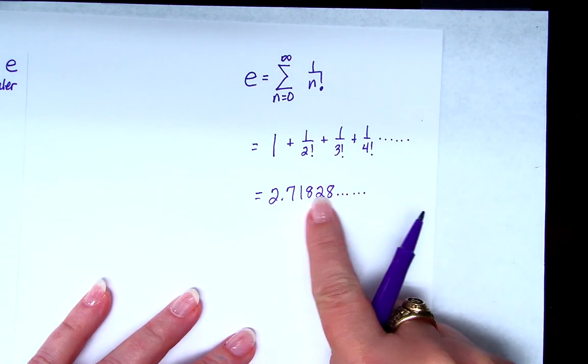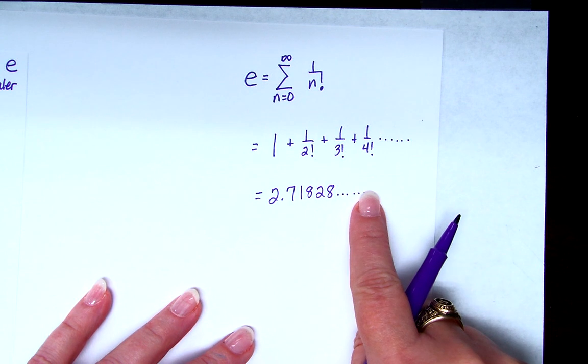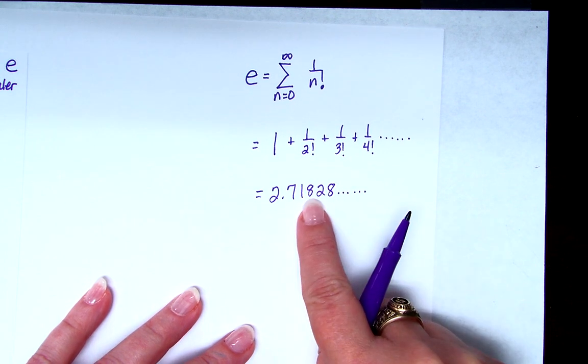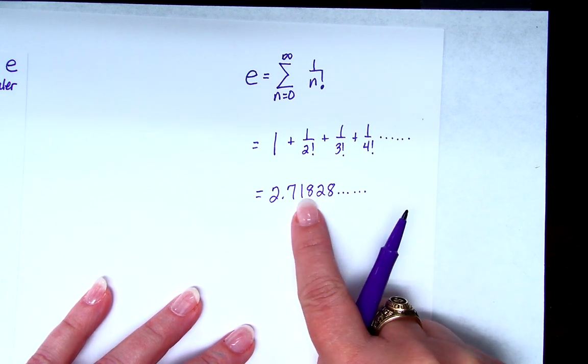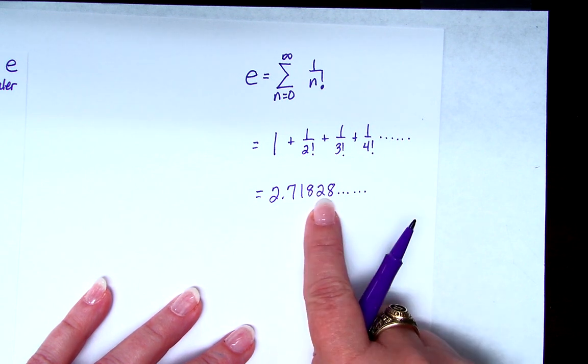I say repeating. I didn't mean repeating, I meant continuing. It never repeats. It never starts over. It never ends. So this is an irrational number.